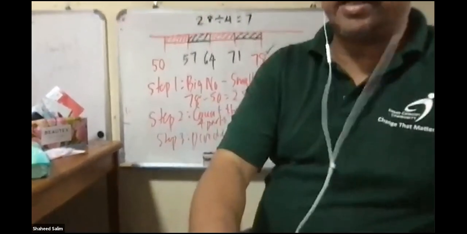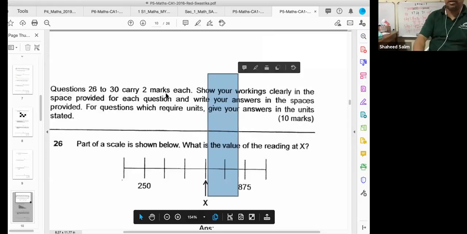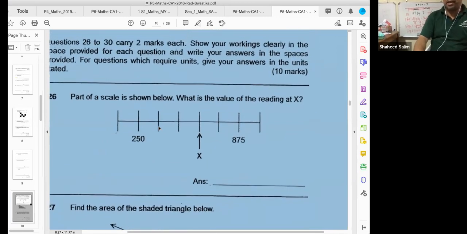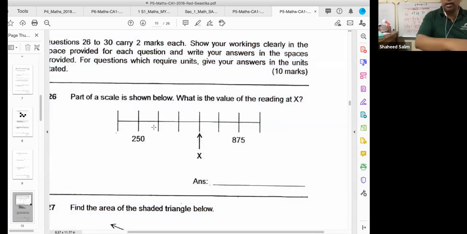Never mind. You can do the question straight now. You can do it already. You take big number minus small number, then count the number of parts, and then you divide, and then you plus until you reach the x.